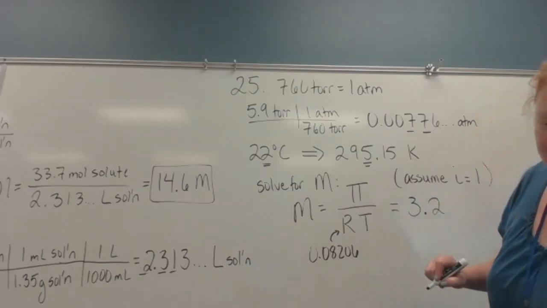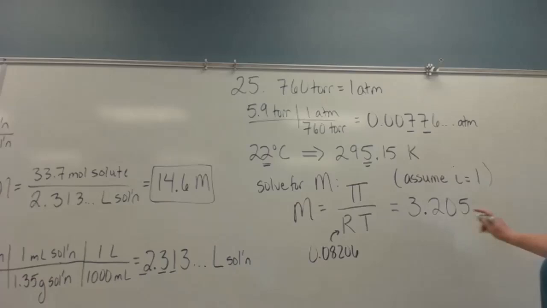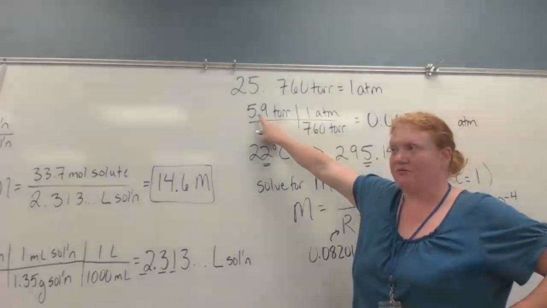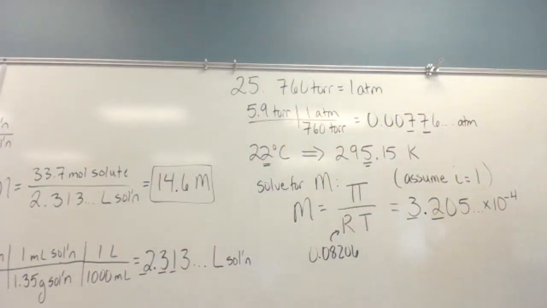Okay, so 3.205, something along those lines, times 10 to the -4th. Very small molarity. Again, how many sig figs am I keeping track of all the way through? 2. That original pressure only had 2 sig figs, so I'm tracking those 2 all the way through.